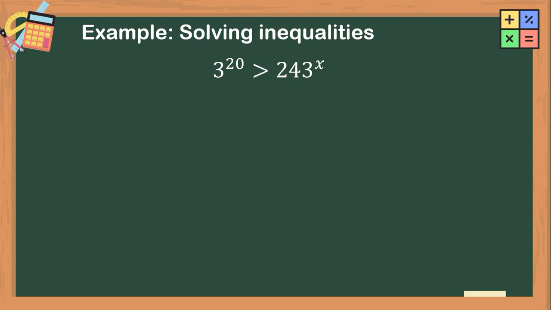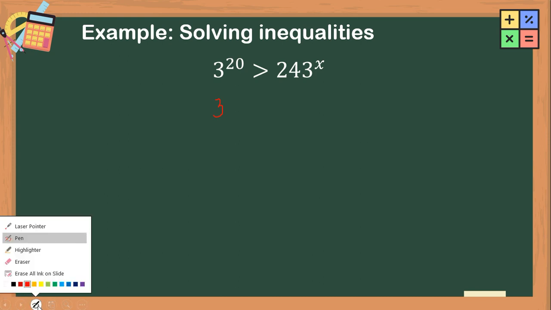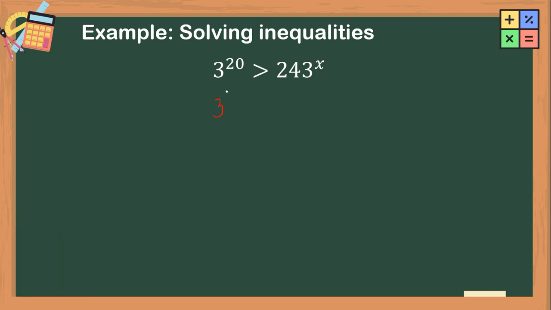Let's look at number 1: 3 raised to 20, and the inequality used is greater than 243 raised to x. Whatever we did earlier, we'll just follow the same concept. Our goal here is to make them have the same base. So we have 3 raised to 20, greater than 243 raised to x. We do it by trial and error: what is the exponent of 243 with a base of 3? 3 raised to the power 5. Very good. 3 raised to 5, then copy the exponent x. Now they have the same base.